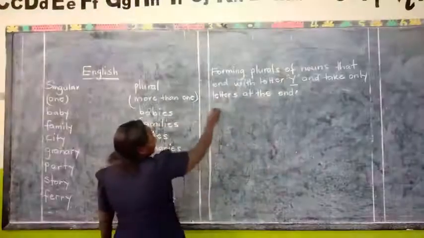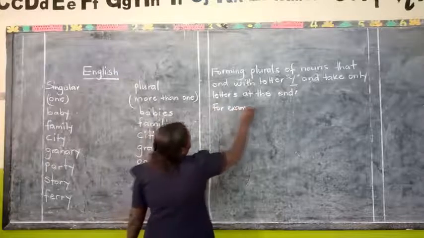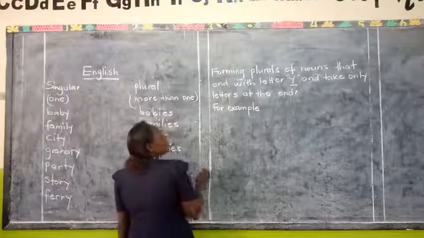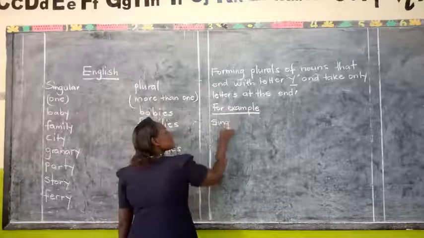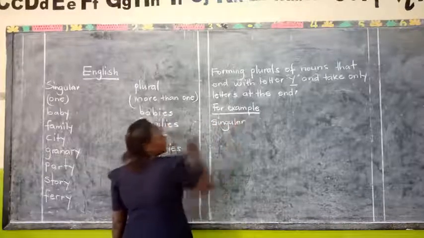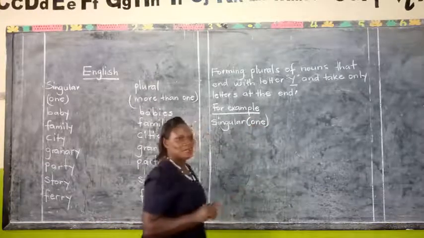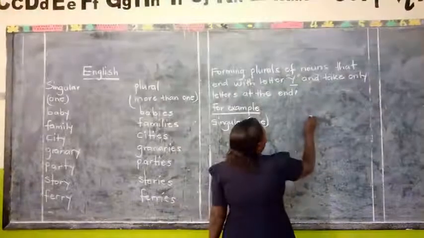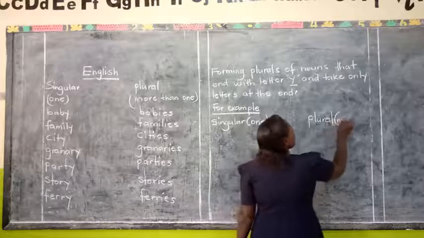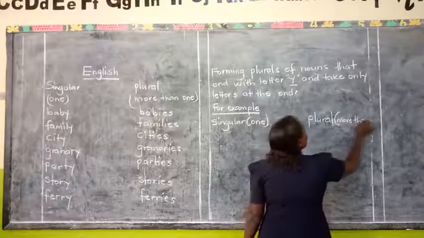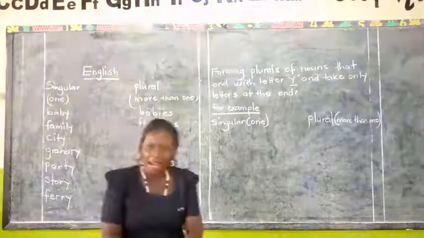For example, we cannot forget to write our singular side, whereby we said singular comes from the word single, and single means one. And then we have the plural side, which means more than one.